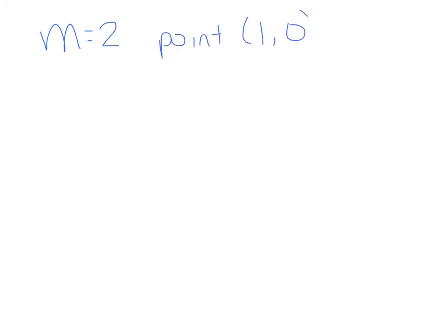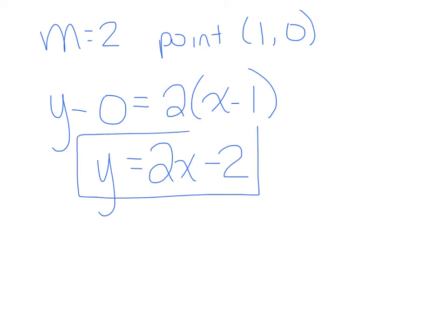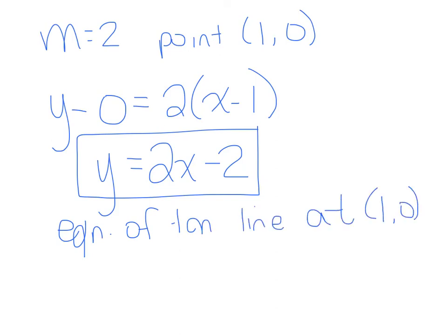It was very nice in this question. It gave us the x and y coordinates. So all we need to do is y minus 0 equals 2 times x minus 1. And we can figure that out as y equals 2x minus 2. And that's your equation of the tangent line at (1, 0) for your original equation that was given, x squared minus sine of xy plus y squared equals 1.